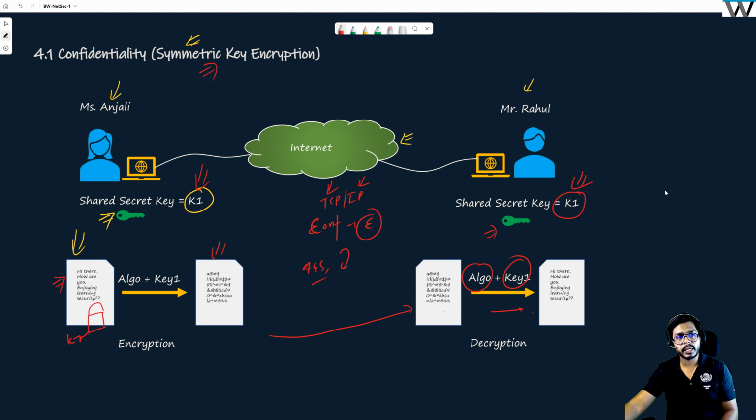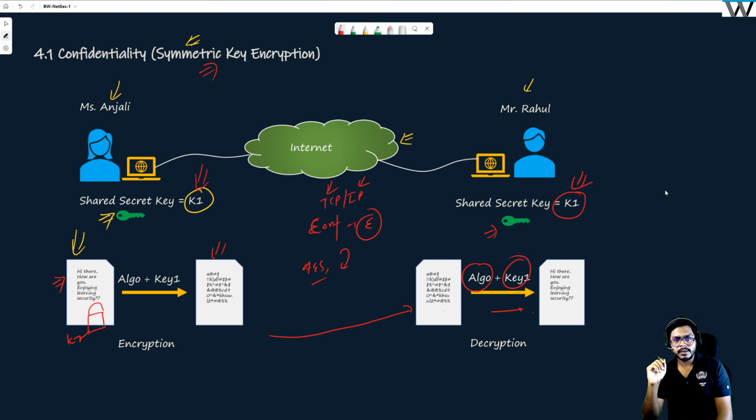Now you are going to ask, what is the meaning of symmetric encryption? The meaning of symmetric key encryption is that whatever key you use to encrypt a message, you use the same key to decrypt the message. It means that if at both ends, the sender and the receiver, you are using the same key, it is a form of encryption called symmetric key encryption. It is as simple as that.